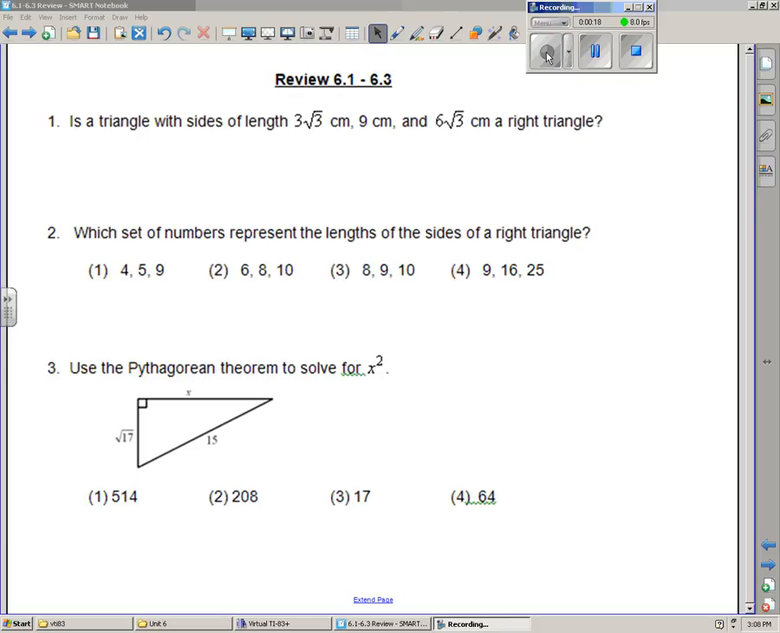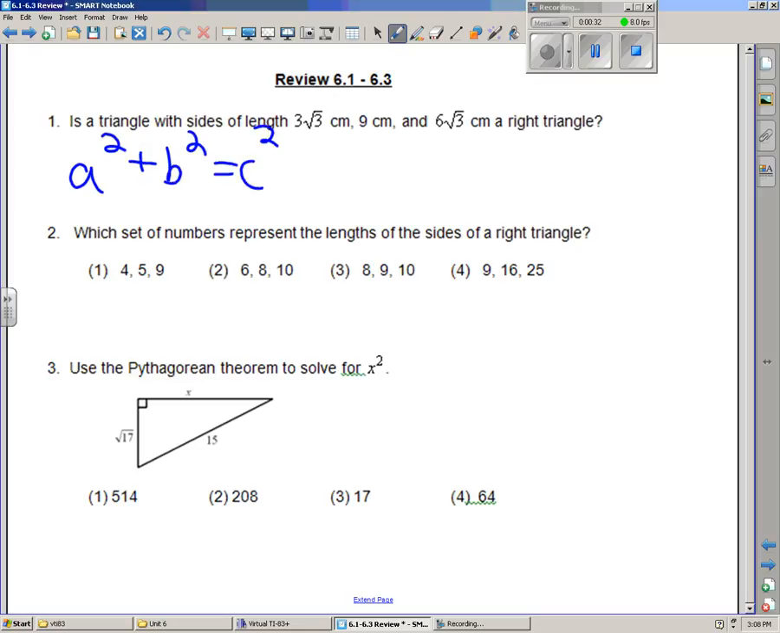So if you're trying to figure out if a triangle that's got these three lengths is a right triangle, you need to see if it fits into the Pythagorean theorem. So if a squared plus b squared equals c squared, you know you're good. But the question is which is the longest leg? And everybody seems to think that 9 is, but that's not the case.